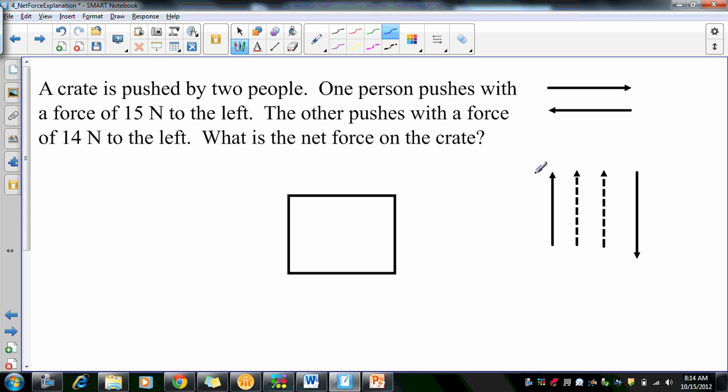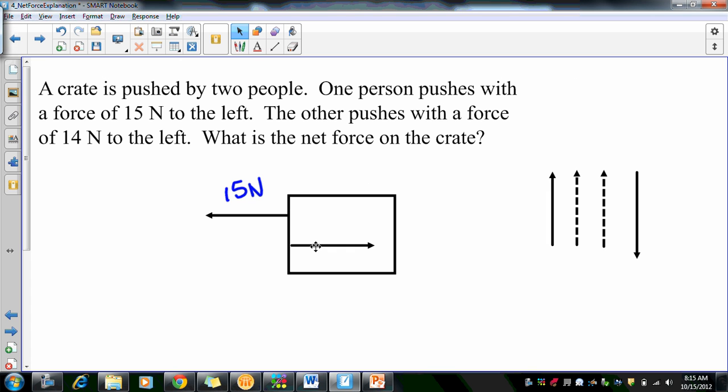This one says a crate is pushed by 2 people. One person pushes with a force of 15 newtons to the left. Okay, so let's go ahead and draw that in. So here's our box, and we have 15 newtons going this way. The other pushes with a force of 14 newtons to the left. So now they're both going left.